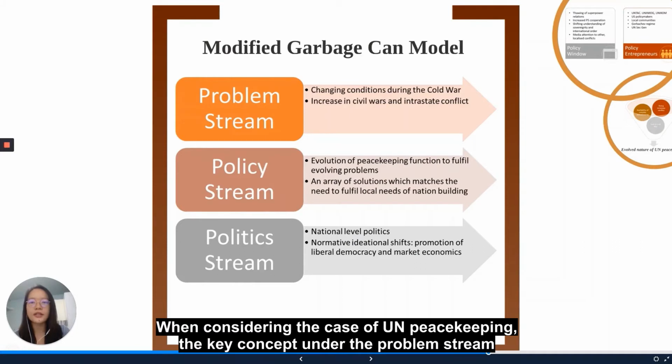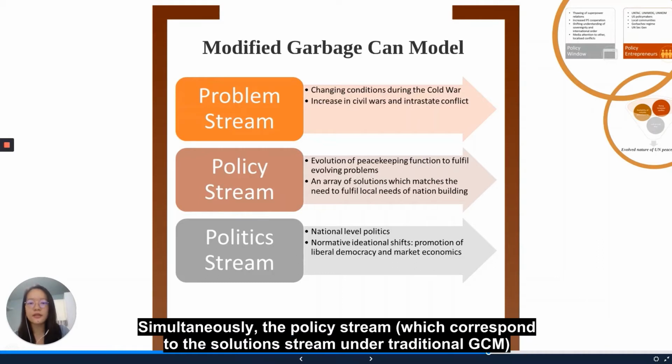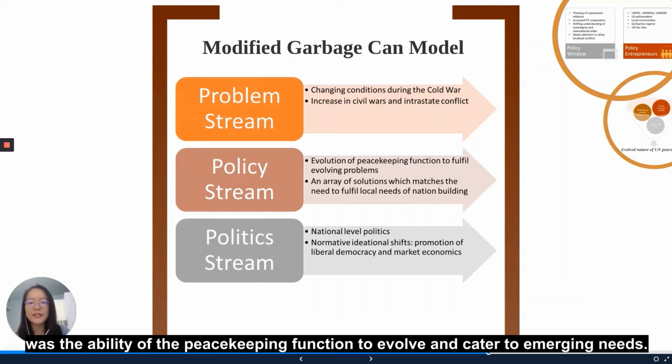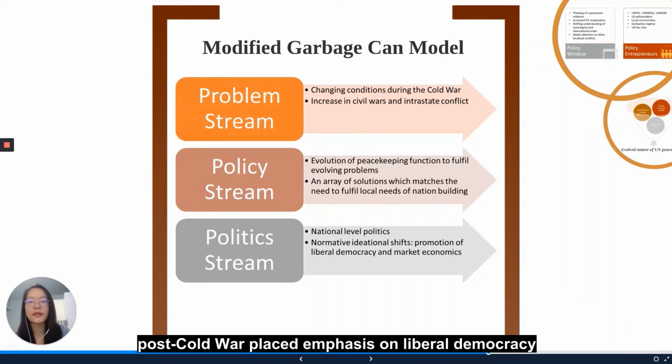When considering the case of UN peacekeeping, the key concept under the problem stream was the changing international conditions following the end of the Cold War, especially the increase in intrastate conflict. Simultaneously, the policy stream, which corresponds to the solution stream under traditional GCM, was the ability of the peacekeeping function to evolve and cater to emerging needs. Lastly, the politics stream was developing in parallel, where the conditions post-Cold War placed emphasis on liberal democracy and market economics in the wake of USSR collapse.